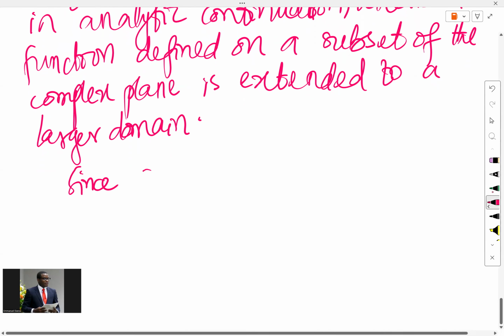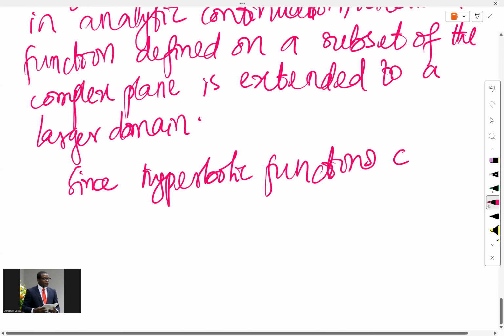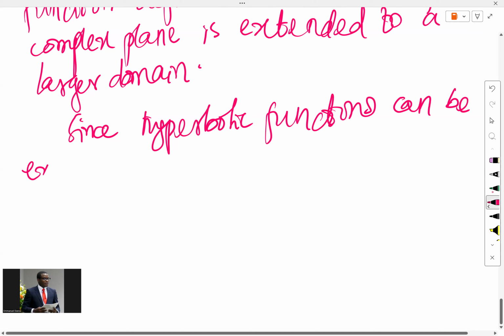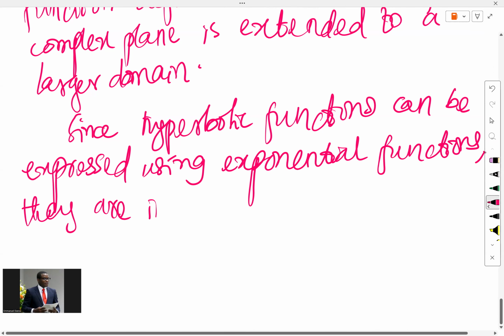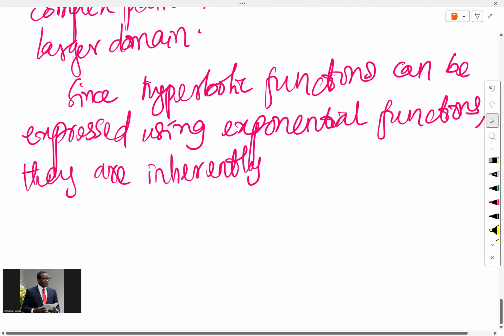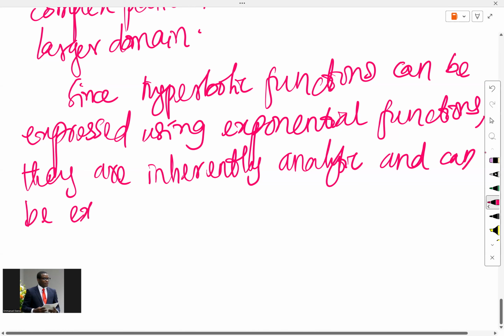Since hyperbolic functions can be expressed using exponential functions, they are inherently analytic and can be extended over the complex plane.